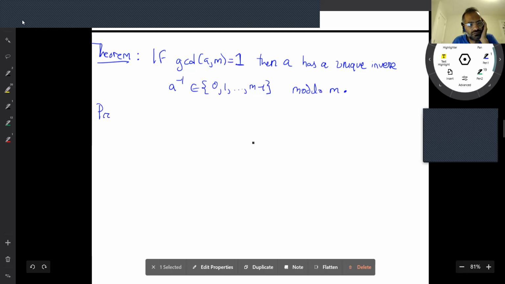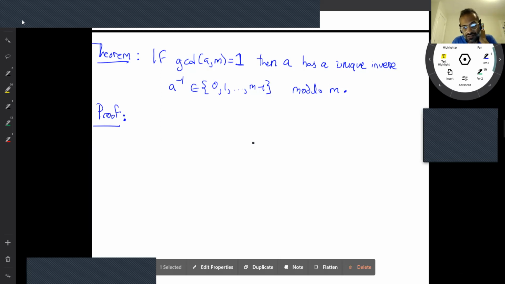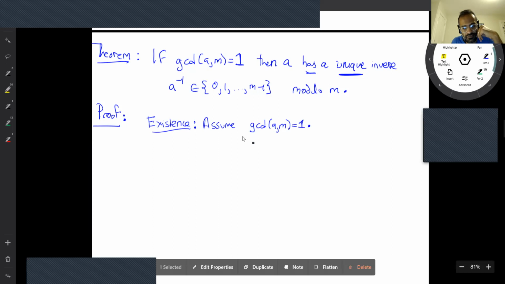Okay, let's prove this. There are two things: existence, which is that it has an inverse, and uniqueness, which says there's only one inverse inside that set. So let's prove existence first. Assume A and M are relatively prime. Now I need to produce an inverse, right? How am I going to do that?